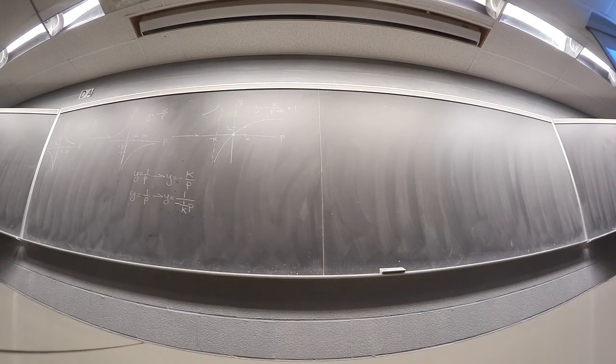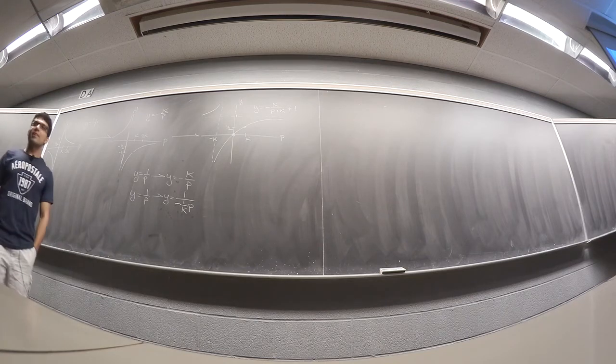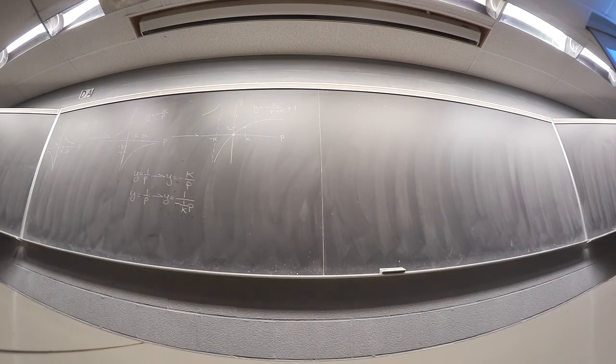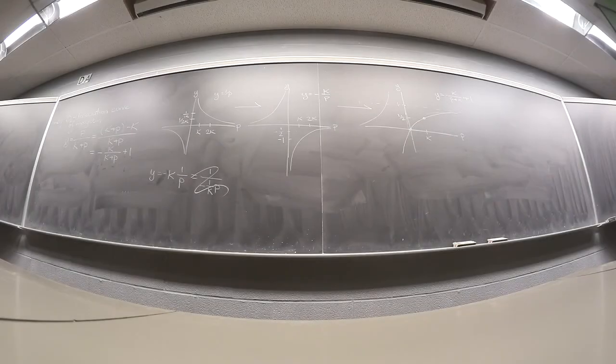Why is it P and not x? Because it was partial pressure and I wanted to be a good boy and use the right variable. So sometimes different-ish transformations are equivalent. And the reason here that a horizontal flip and a vertical flip do the same thing is because this function is odd. Any questions?